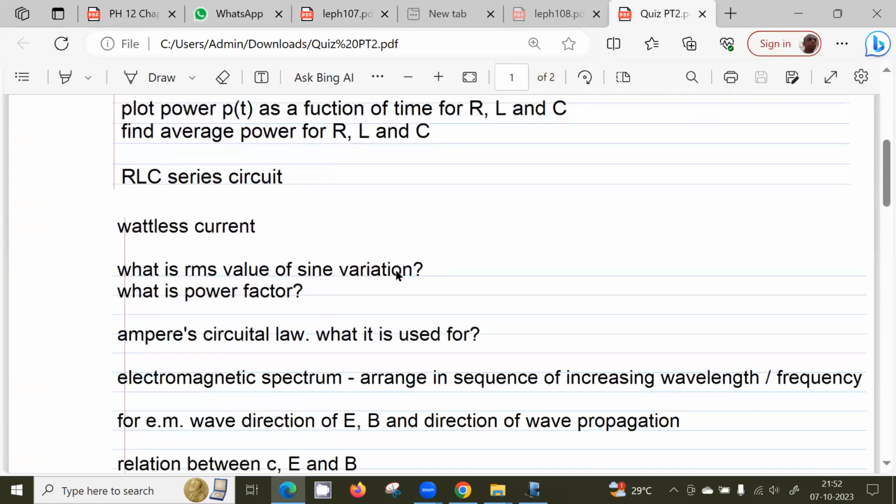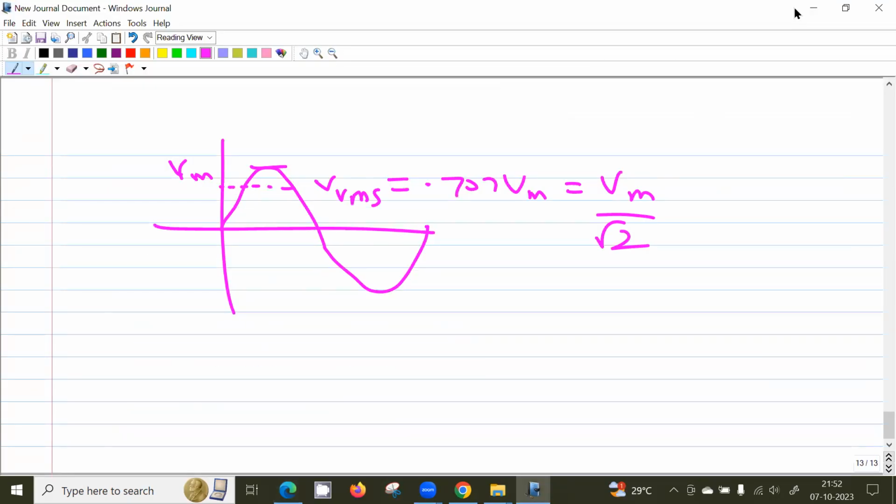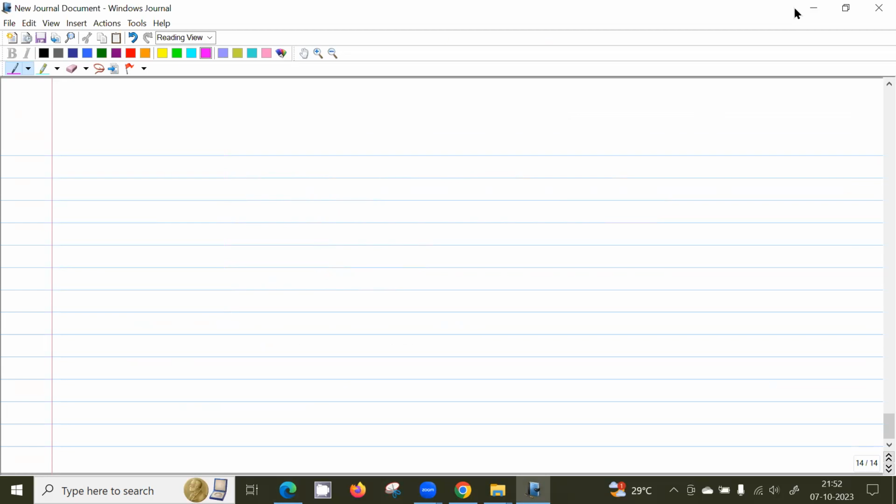So the RMS value of a sine variation is 1 by root 2 of the peak value, which is 0.707 times the peak value. And what is power factor?